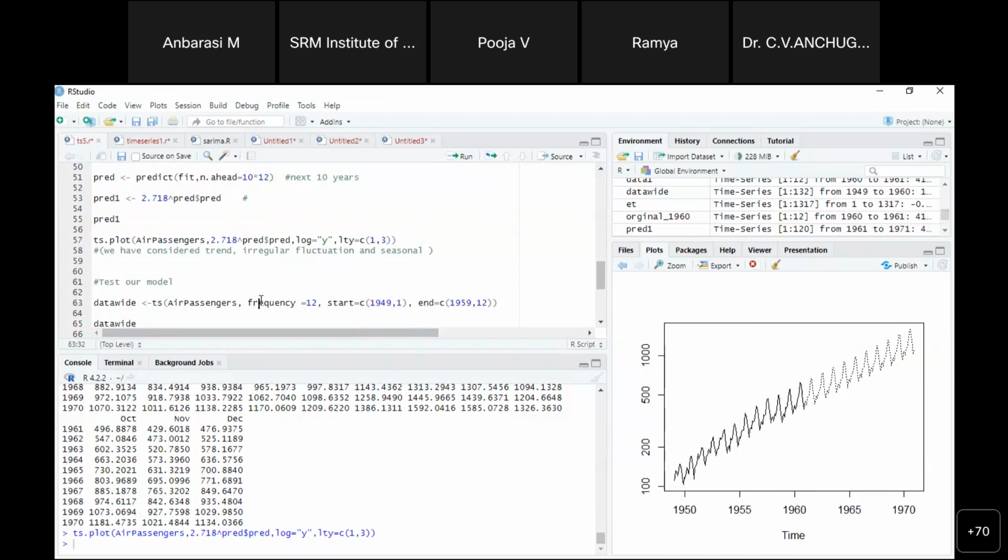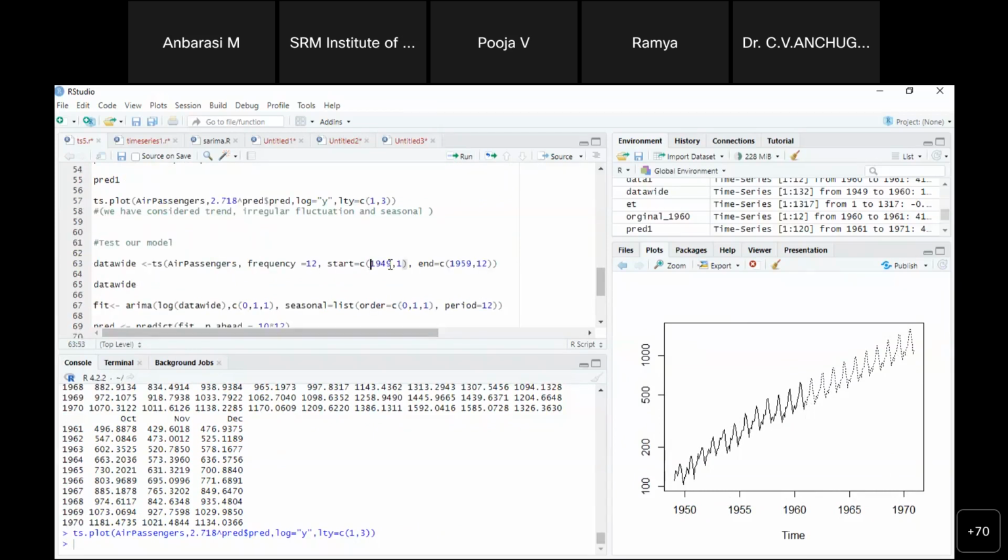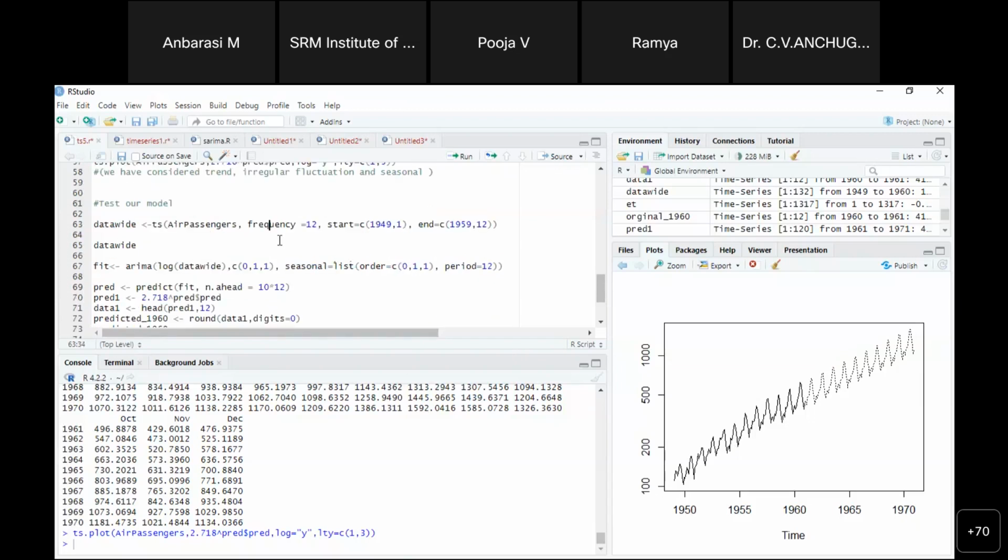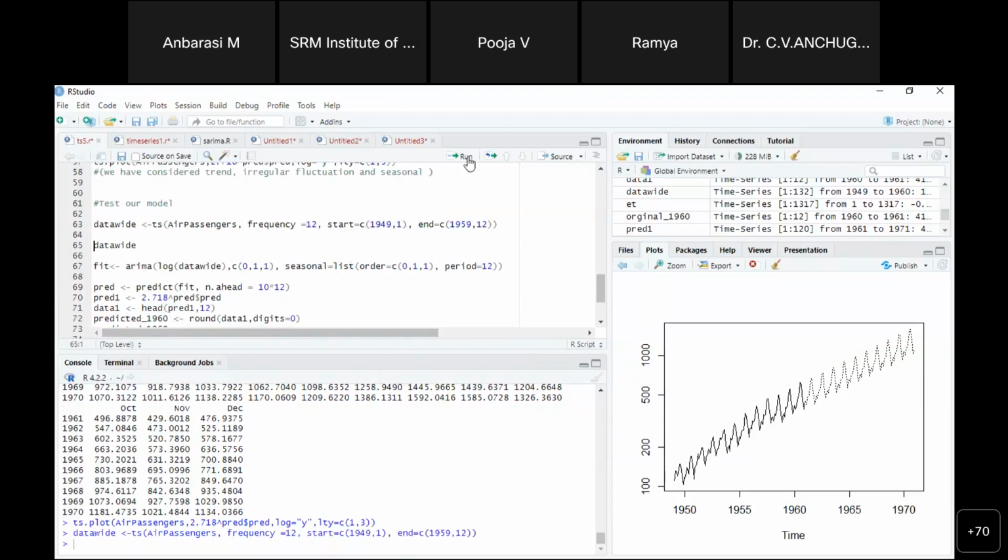If you want, you can check the test also, starting from a few values, from 1949 till 1959, because we have data till 1960, right? So we can test our model by using this. If you want, I'll show you.